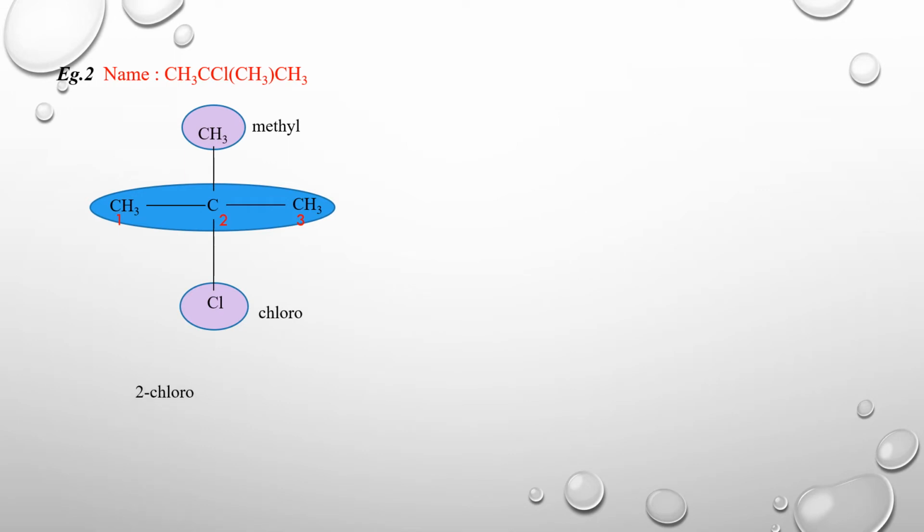And now when we are naming it, we will put C before M. 2-chloro, 2-methyl, and the parent will be propane. Alright everyone? So I hope you have understood how you are going to name alkyl halides now.